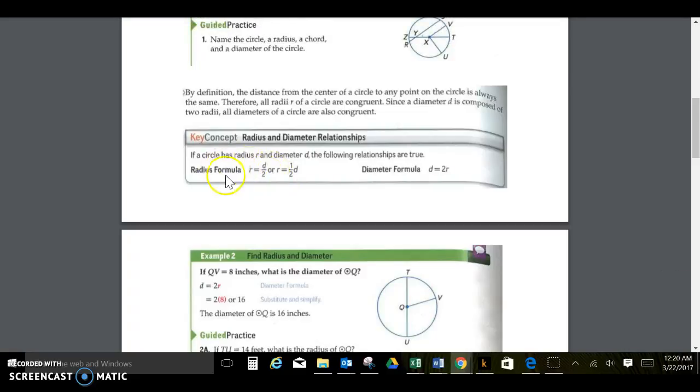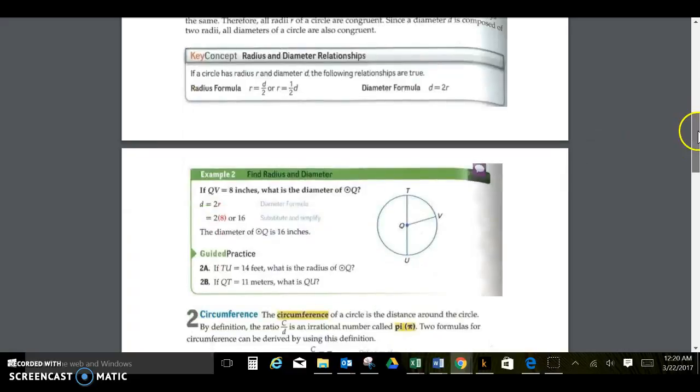So there's a radius formula. A radius is equal to the diameter over 2, or you can say one half the diameter. Either way, it's the same. The diameter formula is d equals 2 times r, with r representing the radius.